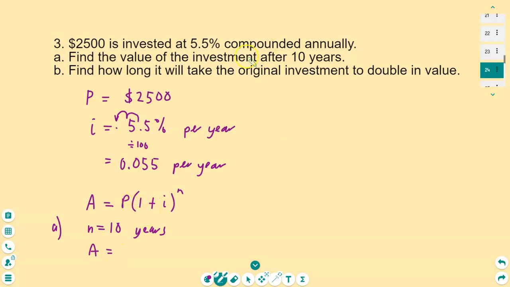P. Okay, P times 1 plus I, so P 2,500 times 1 plus 0.055 to the 10. 2,500 times 1 plus 0.055 to the 10.